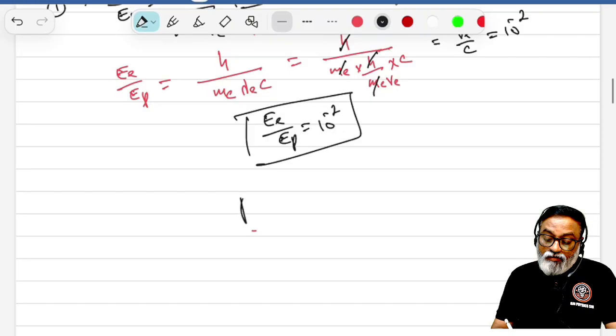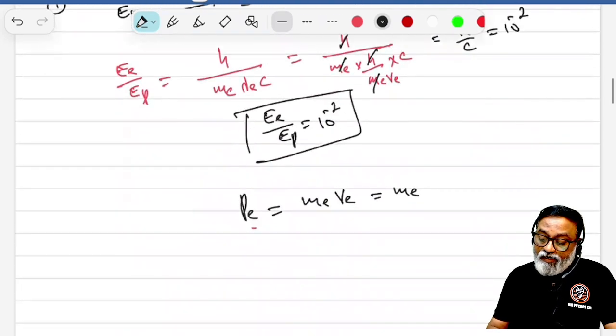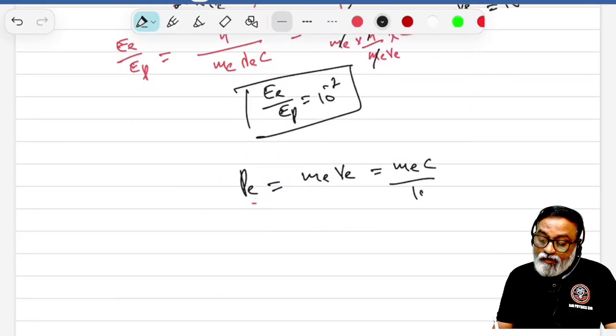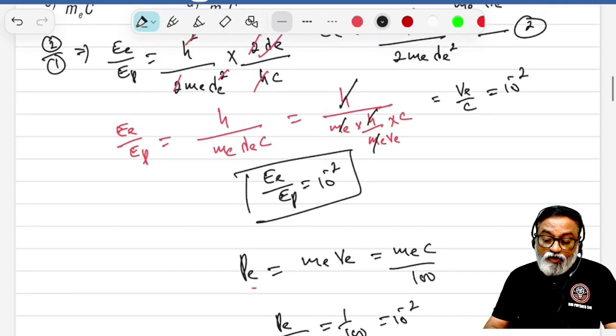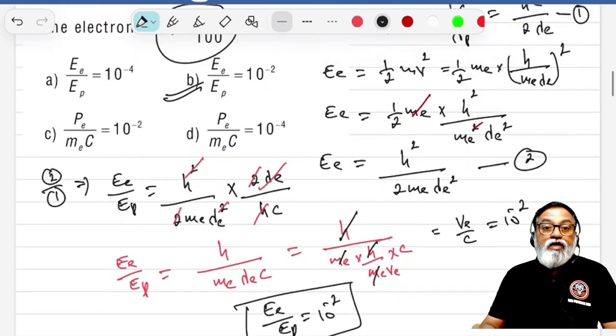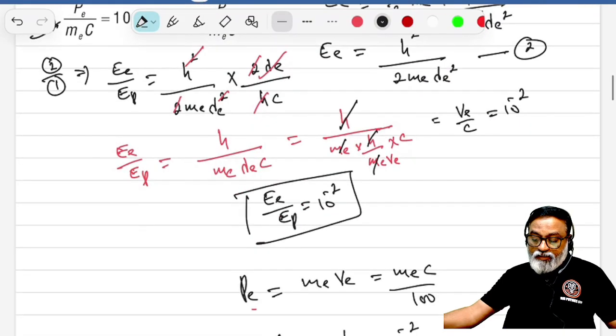Another one, momentum of electron is equal to mass of electron into v_e, but v_e is given as c by 100. Therefore p_e by m_e c is equal to 1 by 100, that is 10 to the power of minus 2. p_e by m_e c is equal to 10 to the power of minus 2. Therefore answer C is also correct. Here B and C are correct.